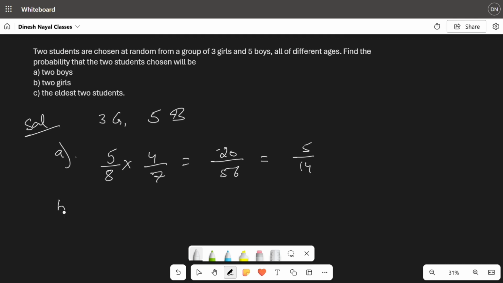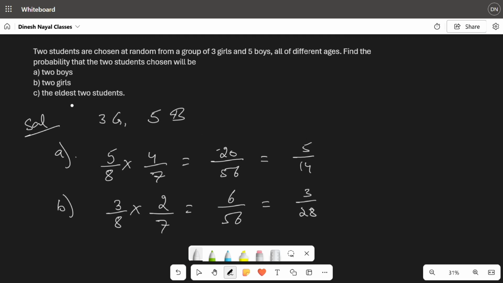Now the B part, 2 girls. The first girl will be selected with probability 3 by 8. When one girl is already selected, the probability of the second will be 2 by 7. So this will be 6 by 56, which equals 3 by 28.